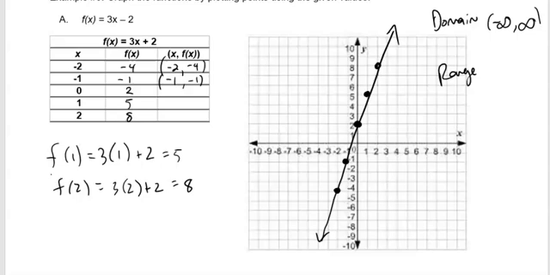So the domain, these are my x values. They go from negative infinity to infinity. The y values, these ones are a little easier to see because of the steepness of my graph. It goes up forever and down forever. So starting at the negative values, we go down to negative infinity and up to infinity.